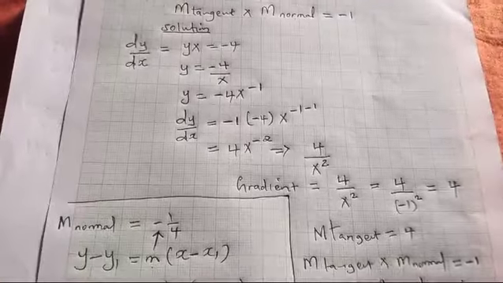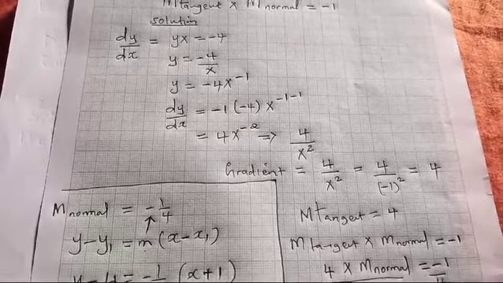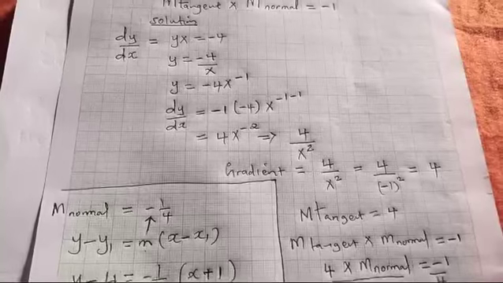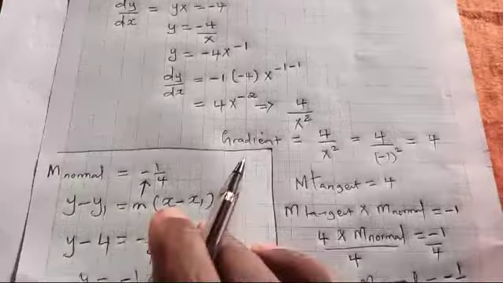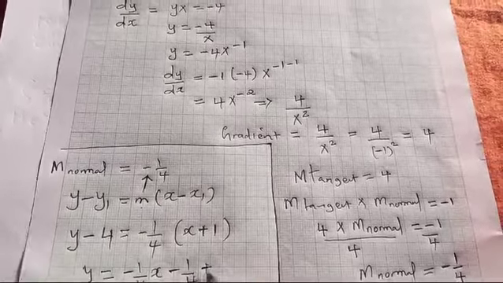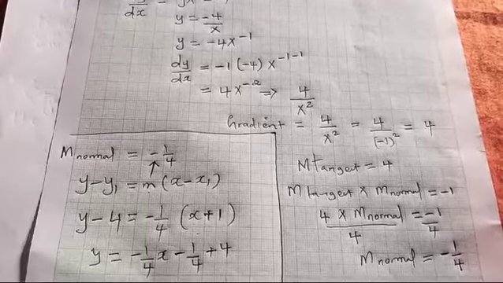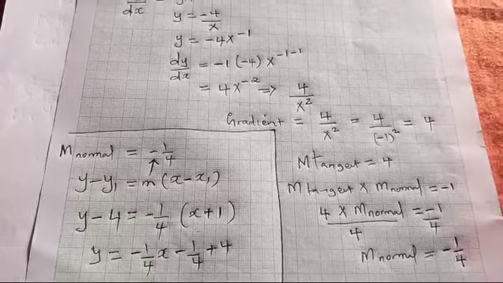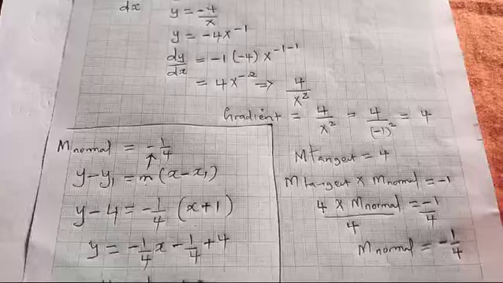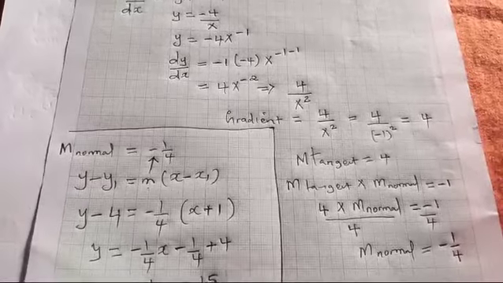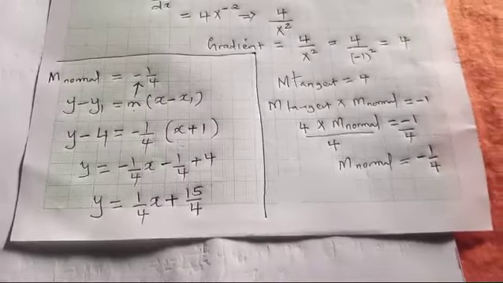Now, we can easily say that y is equal to negative 1 over 4x, then minus 1 over 4. Then this one will cross the equal sign and become positive 4. Now, our final answer will be y is equal to negative 1 over 4x, plus 15 over 4. And this is the equation for the normal.